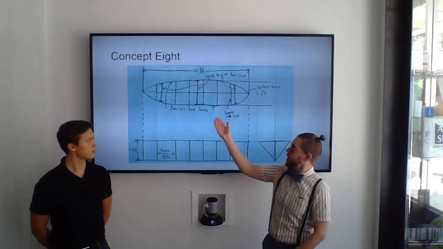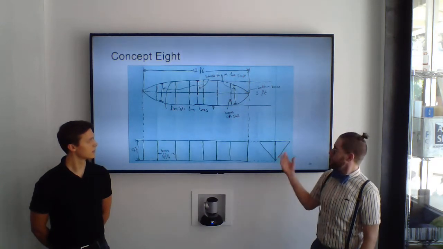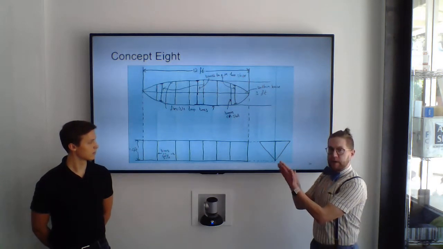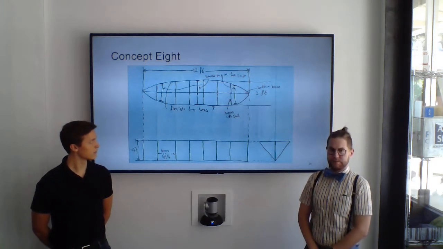And then for concept 8, the poles remain permanently attached to the shell itself, with the exception of the 3 top poles. The top poles are extendable, and then once you remove them, looking from the front, it will clamshell together and then accordion up lengthwise.